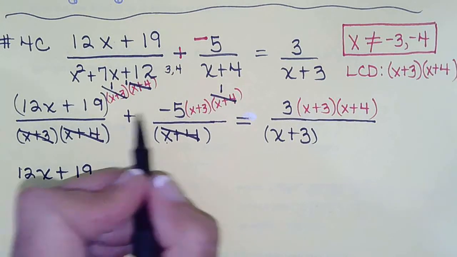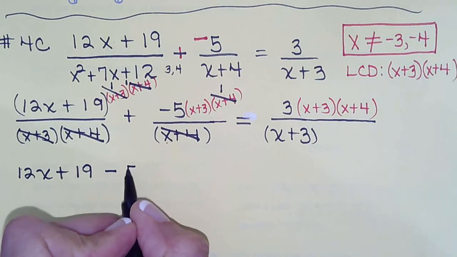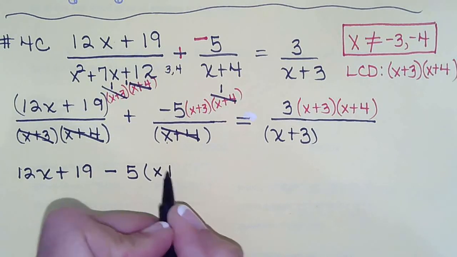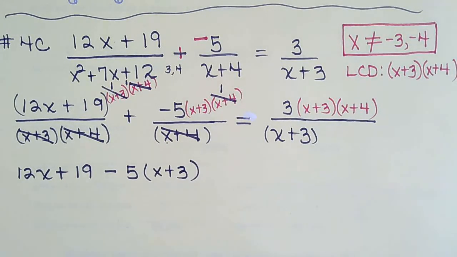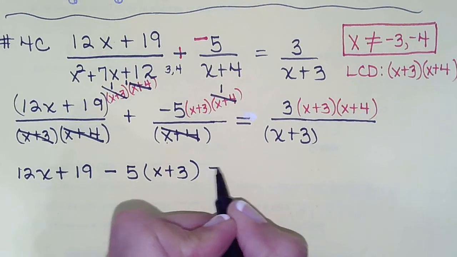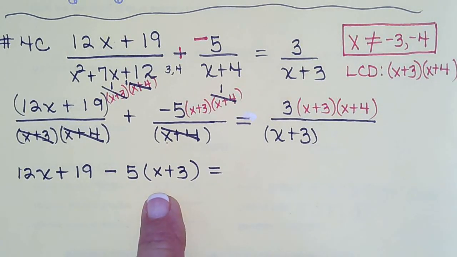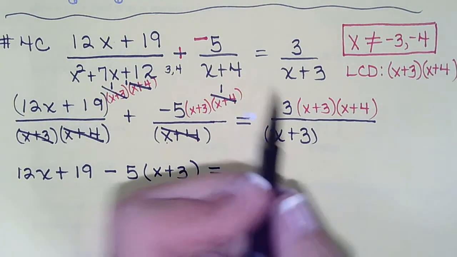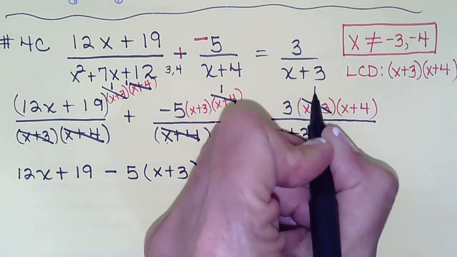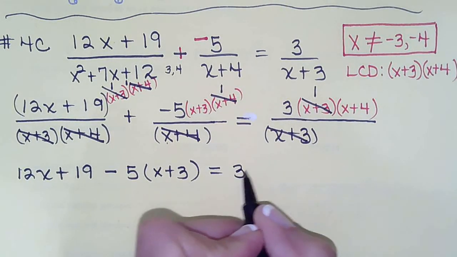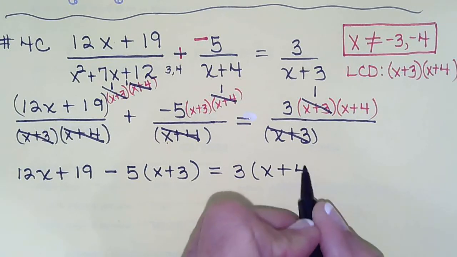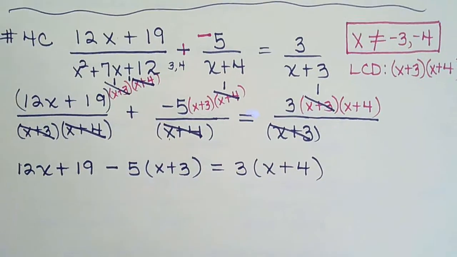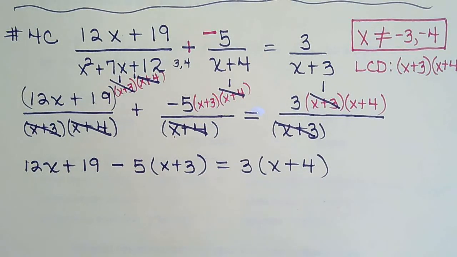So it looks like plus a negative, remember, is just minus 5 times x plus 3. And then last, and look at, no fractions left. Woohoo! And then last, x plus 3 divided by x plus 3 equals 3 times x plus 4. Wow, that is nice. No fractions, just a nice, simple algebra equation to solve. So let's have at it.